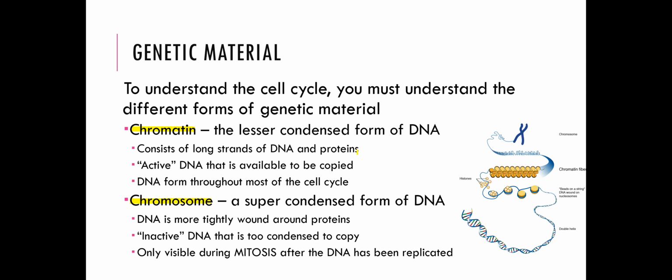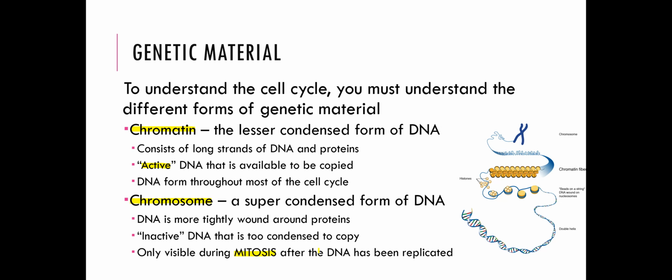And so chromatin is this lesser condensed form. It's what we consider the active form. Because it's lesser condensed, enzymes can get in there and copy it for the sake of DNA replication or for the sake of protein synthesis. Now, most of this time throughout the cell's life, throughout the cell cycle, DNA is going to be in the chromatin form. The other form, the chromosomes, we're only going to see during mitosis, okay, which is going to be division of the nucleus.